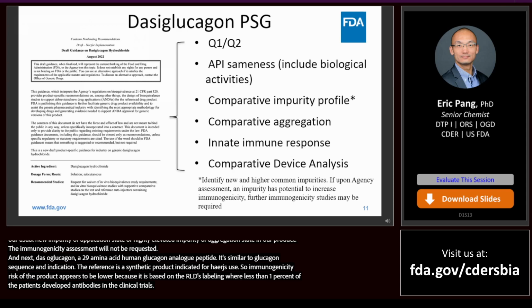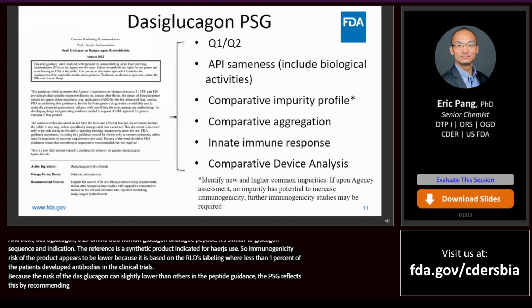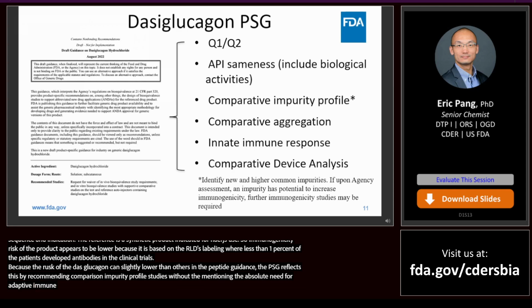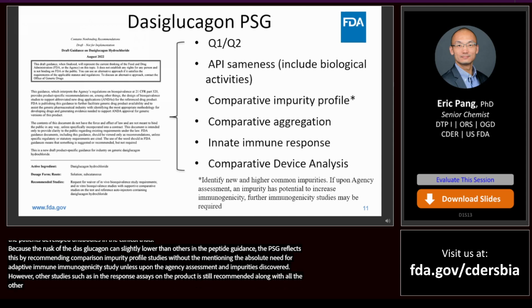Because the risk of dasiglucagon is slightly lower than glucagon and the other peptides outlined in the synthetic peptide guidance, the PSG reflects this by recommending comparative impurity profile studies without mentioning the absolute need for an adaptive immunogenicity study, unless upon the agency's assessment an impurity of concern is discovered. However, other studies, such as the innate immune response assays on the whole product, are also still recommended, along with all the other comparative studies, such as API sameness, including the biological activities.